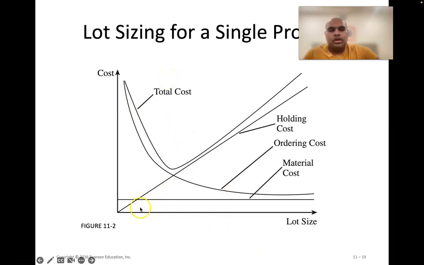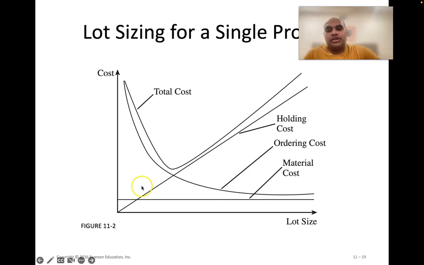Let's see why. If you look at the material cost, it is C times D. So that's a single fixed number. That is why this is the line representing the material cost. It's fixed. It doesn't change with the lot size. So if your annual demand is 1,000, you are going to buy 1,000 items at some point in time. So how many items you order each time has no bearing on the total cost of the materials, right?